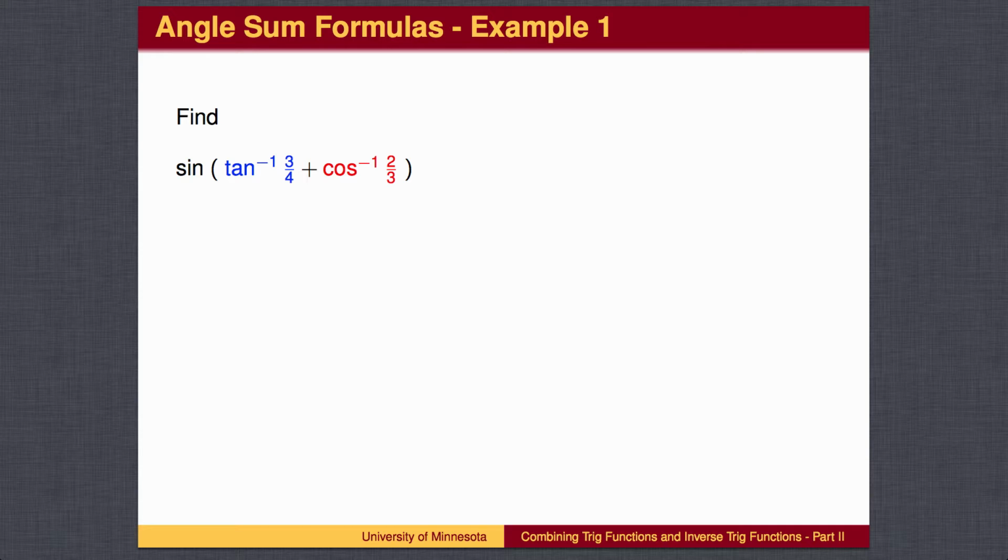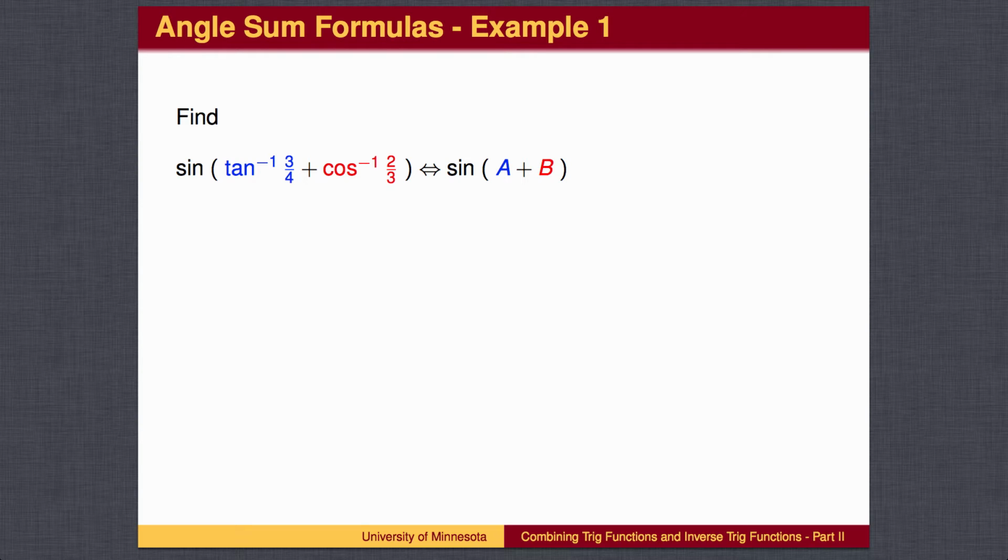In order to do this problem, we first need to understand what the various parts represent. The blue object is the angle whose tangent is 3/4. I'll repeat, the blue object is an angle. The red object is the angle whose cosine is 2/3. Again, the red object is an angle. So we're asked to find the sine of angle plus angle. We will use the sine of angle plus angle formula later. For the time being, I will call the blue angle A and the red angle B.